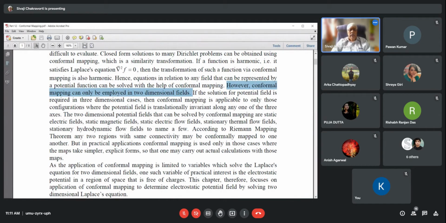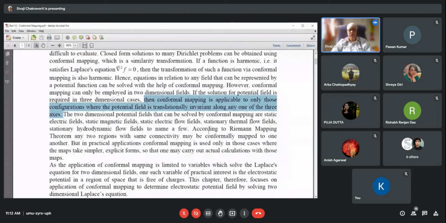Okay. Anyway, let us again go forward. So now this conformal mapping can be applied only for two-dimensional fields. You all know that this two-dimensional field I have already explained earlier. It means that the potential field is translationally invariant along any one of the three axes. An example is electric cables, where the field does not vary along the length of the cable. This I have already explained to you in one of our earlier classes.